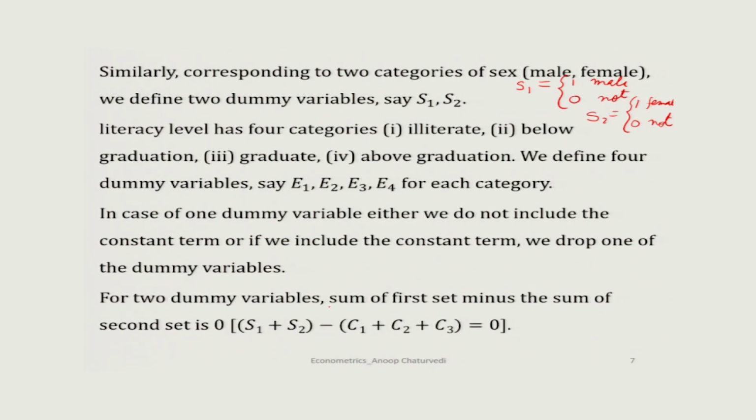Now, for two dummy variables, say the sum of the first set minus the sum of the second set is also 0. S1 plus S2 is equal to 1. So, either S1 is equal to 1 or S2 is equal to 1. If S1 is 1, S2 is 0. If S1 is 0, S2 is 1. So, their sum is equal to 1. Then C1 plus C2 plus C3 is also equal to 1. So, if you take the difference, S1 plus S2 minus C1 plus C2 plus C3, then you get 0. So, the sum of the first set minus the sum of the second set is 0. So, even if you drop the intercept term, if you have two dummy variables in your model and you are including both S1, S2 and C1, C2, C3, you will have the problem of collinearity.